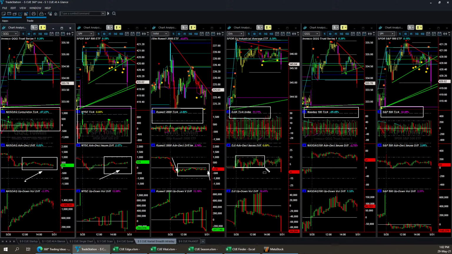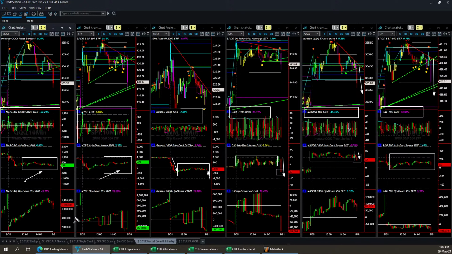DIA, advanced decline, was positive for almost the whole day, but right at the close, heavy selling came in and advanced decline closed negative. Nasdaq 100 was positive throughout the day. There was heavy selling at the close, but still it closed significantly positive. Same is true for S&P 500. Advanced decline closed positive in spite of the heavy selling at the close.